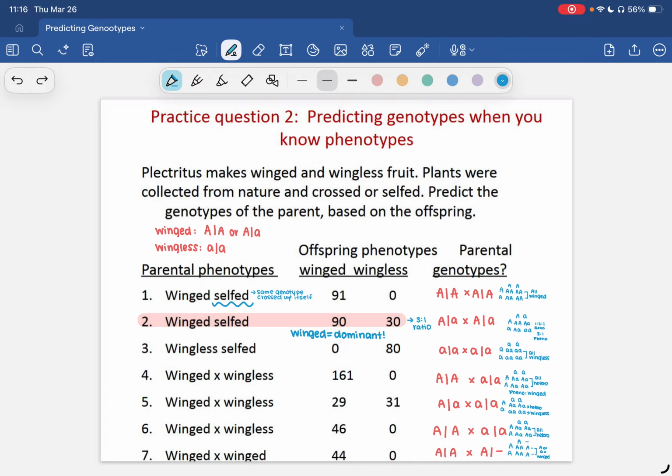Again, I recommend learning and memorizing those quick ratios, the 1 to 2 to 1 ratio, the 3-to-1 ratio, those kinds of things. So definitely be able to identify what happens when you cross a heterozygous times a heterozygous, a homozygous dominant times a homozygous dominant, homozygous recessive times homozygous recessive, and then a homozygous dominant times a homozygous recessive. So start picking up on some of those pretty common parental genotypes to help you save time in writing out the Punnett square.